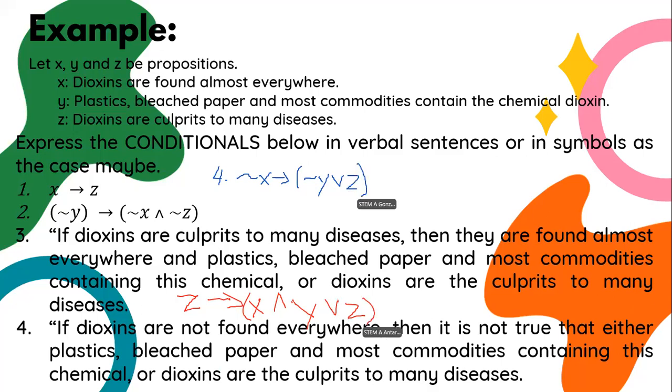Anak, bakit may Z ka pa doon? Ano, nasa na siya? If then, they are found everywhere. If dioxins, so Z ito. Then, they are found almost everywhere. Si X yun. Containing chemical or dioxins. Or, dioxins are culprits to many diseases.